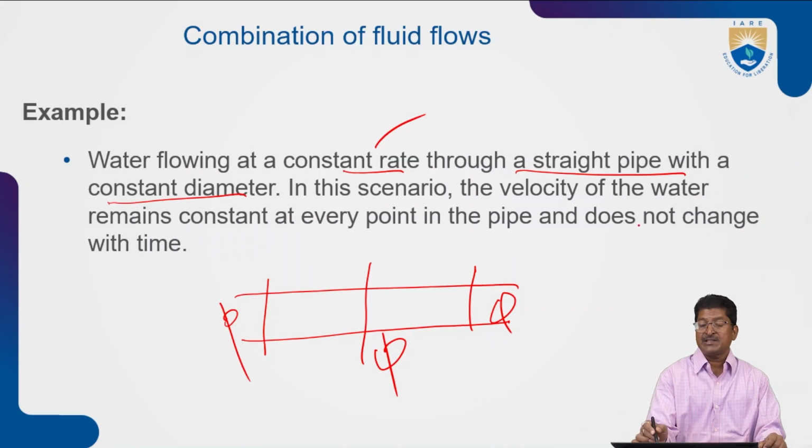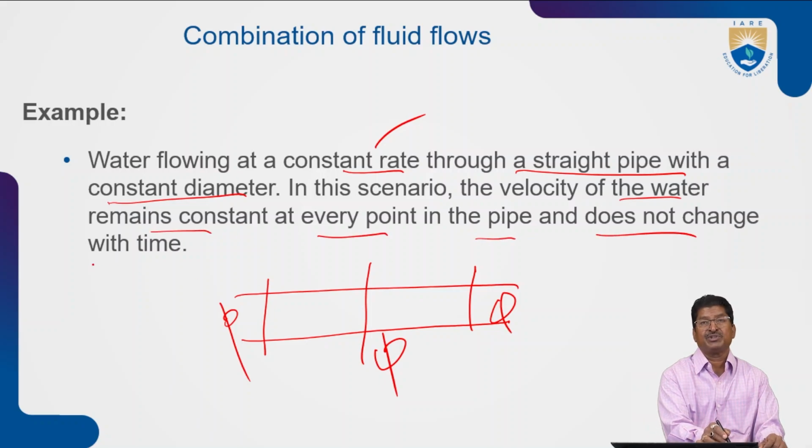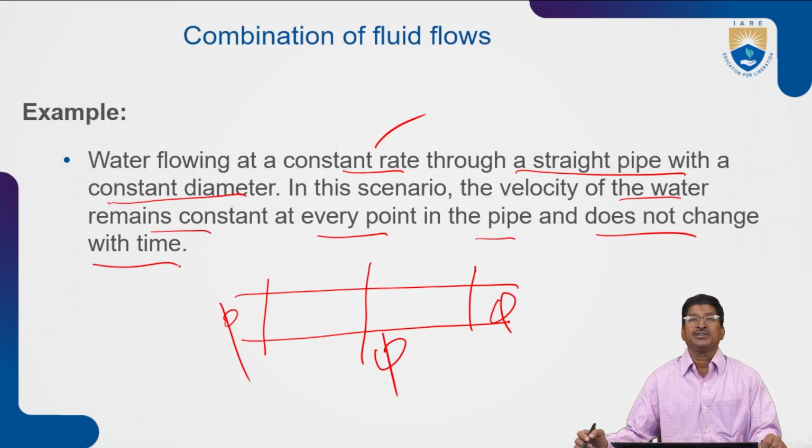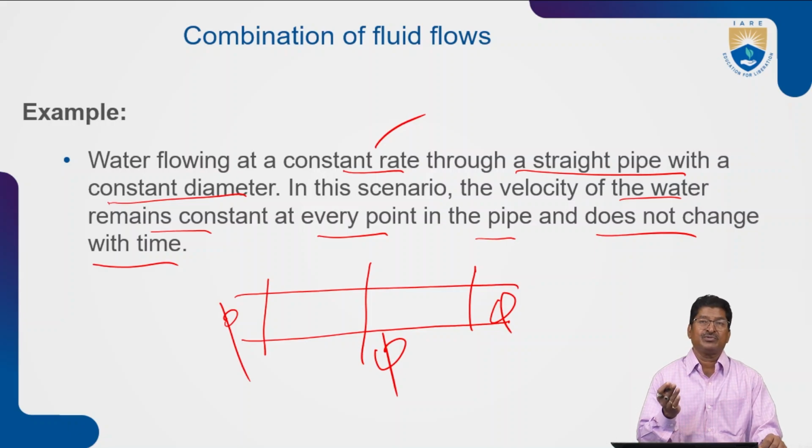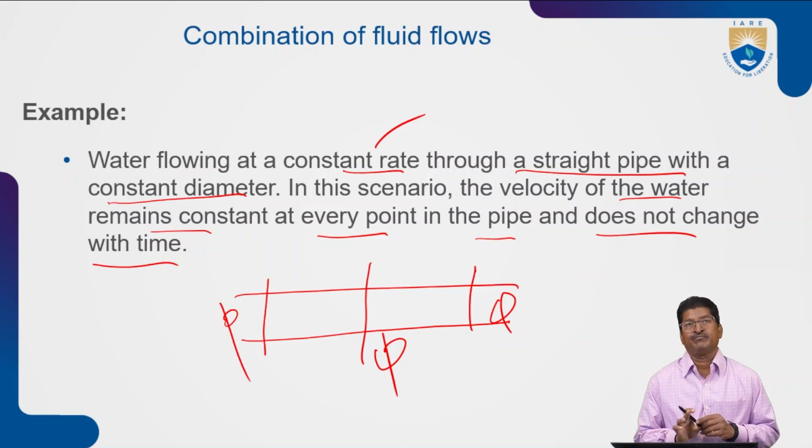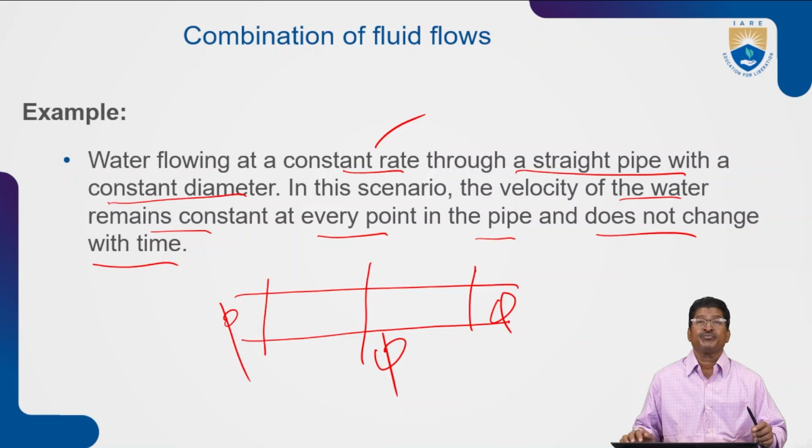In this scenario, the velocity of the water remains constant at every point in the pipe, and it does not change with time. So with respect to space, it is not changing, and with respect to time also. Now if you see the same velocity, after some time same velocity, and after some time also we will have the same velocity. So that is the example of the steady uniform flow.